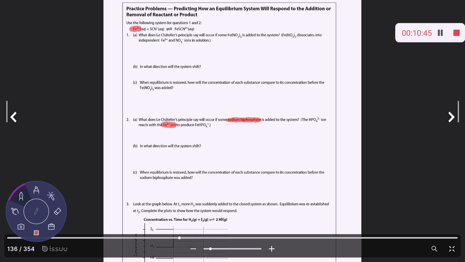Decreasing. Yeah, this decreases. So we are going to remove some of this. When I remove some of it, which direction will I shift? Left. Yeah, move in its direction, so shift left. And the whole point of shifting left is to restore some of the lost Fe plus 3. You'll never restore all of it to get back to equilibrium.